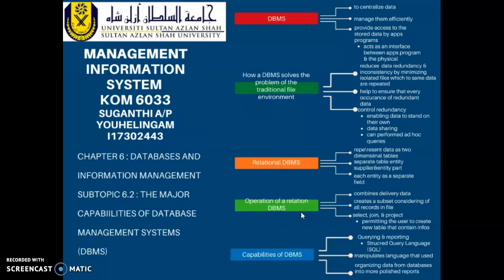The join operation combines relational tables to provide the user with more information than is available in individual tables. The project operation creates a subset consisting of columns in a table, permitting the user to create a new table that contains only the information needed.